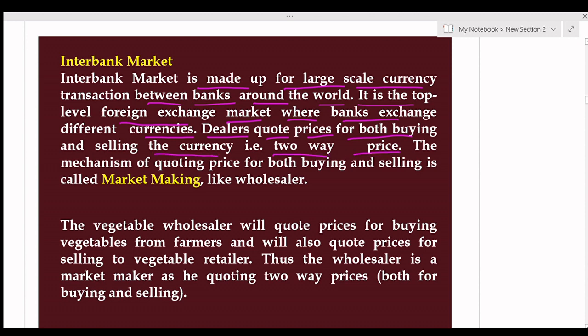The mechanism of quoting price for both buying and selling is called market making, like a wholesaler. The vegetable wholesaler will quote prices for buying vegetables from farmers and will also quote prices for selling to the vegetable retailer. Thus, the wholesaler is a market maker as he is quoting two-way prices both for buying and selling.